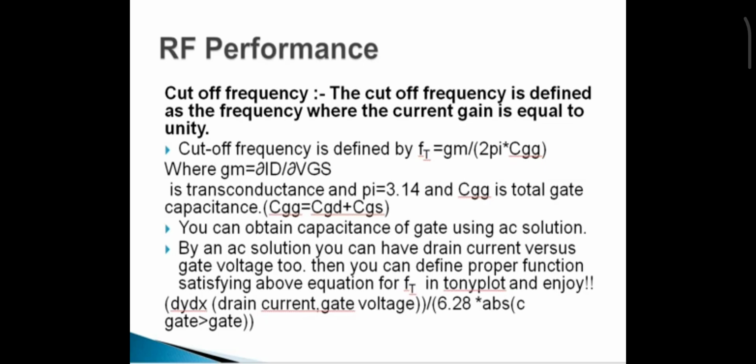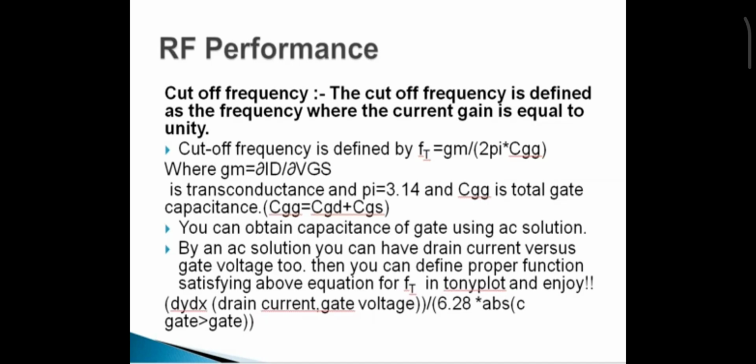Cutoff frequency by mathematical formula is defined as equal to Gm, the transconductance, divided by 2 pi CGG. We know that CGG is the total gate capacitance and the value of CGG is equal to CGD plus CGS, where Gm, we know, is the transconductance, delta ID upon delta VGS, and the value of pi is 3.14.